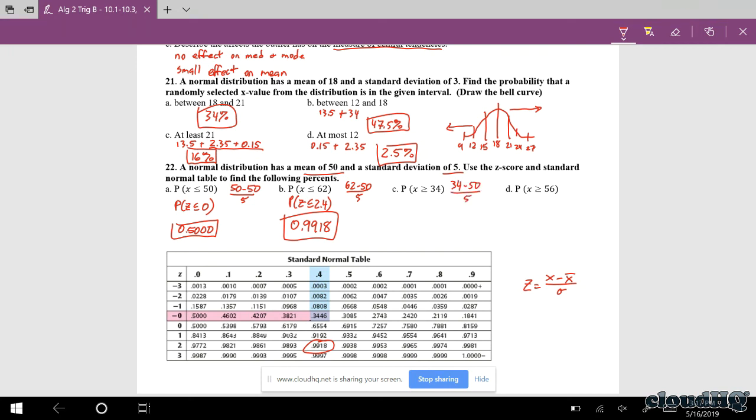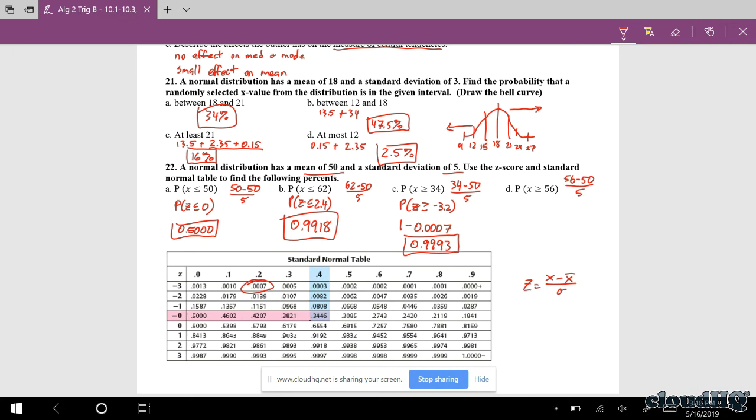So we got now 34. We need to find the z-score there. I'll get negative 3.2. This, though, notice, I should say z, not x. This, notice it's asking for greater than or equal to. So we're going to have to take 1 minus whatever the table gives us. So negative 3.2 is right here. So when we subtract that, we get 0.9993, or 99.93%.